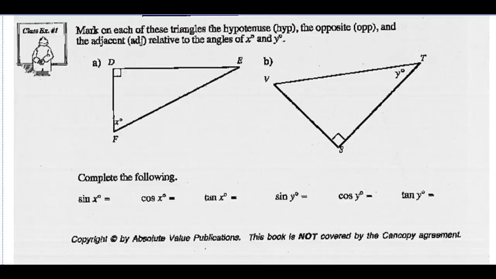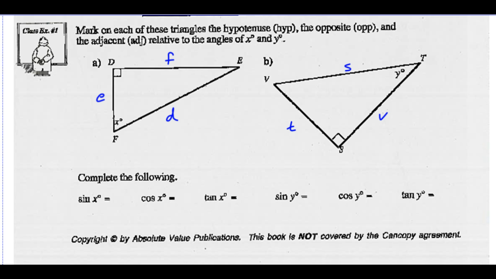Step 1, before we do that, let's recall how to label a triangle. Angles are always capital letters, so D, E, and F. Sides are lowercase letters, so opposite angle D is little d, opposite angle E is little e, and opposite angle F is little f. Same thing in triangle STV. Opposite T is little t, opposite V is little v, and opposite S is lowercase s.